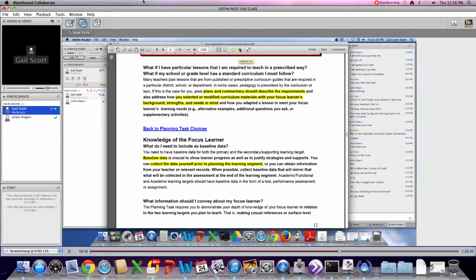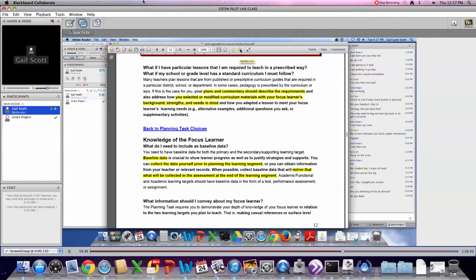You need to know where the students are before you plan instruction. That's good teaching. Don't teach kids what they already know. Don't teach them over their heads that they can't understand. So make sure you know where your students are, and in particular, your focus student. You can get it from your teacher, from last year's records, whatever possible. If you have to give an assessment to get the baseline data, then make it very parallel, very much like the assessment you will use at the end of the learning segment. So the test at the end of the 3 days or 5 days.